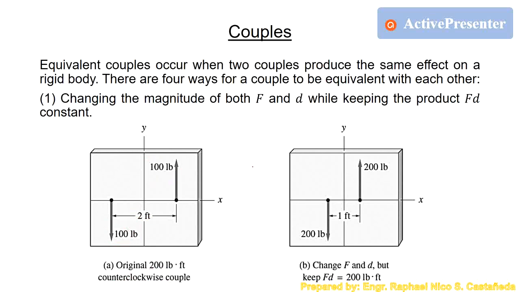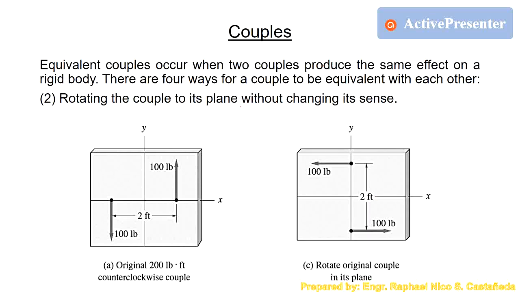So this couple right here is equivalent to this couple on the right side, because even though we change the values of F and D, which are 200 pounds and 1 foot, the product F times D is still the same, making these two couples equivalent. So that is the first rule of equivalent couples.